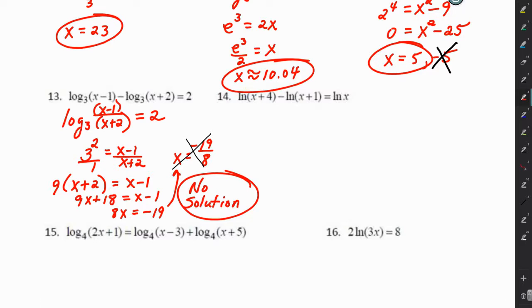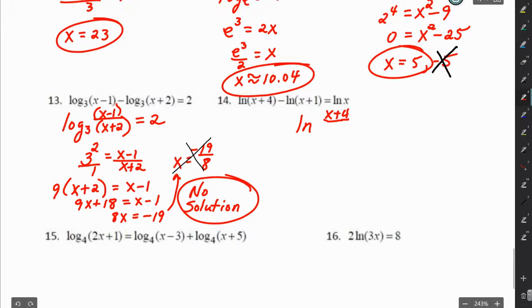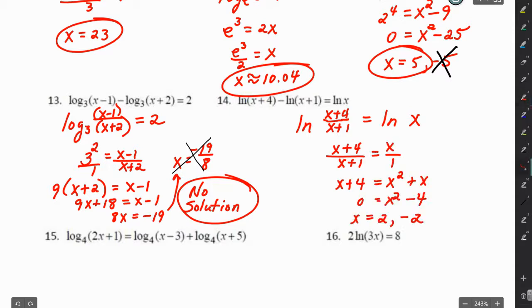Right, condense the logs on the left side. We have division because it's subtraction between them. We have ln at both sides, so we can just remove ln from both sides. Cross multiply. If we put 2 into either of these, we get a positive number. If we put negative 2 in, it's going to cause a problem right here. That's going to give us a negative 1. So the negative 2 doesn't work, but the positive 2 is fine.